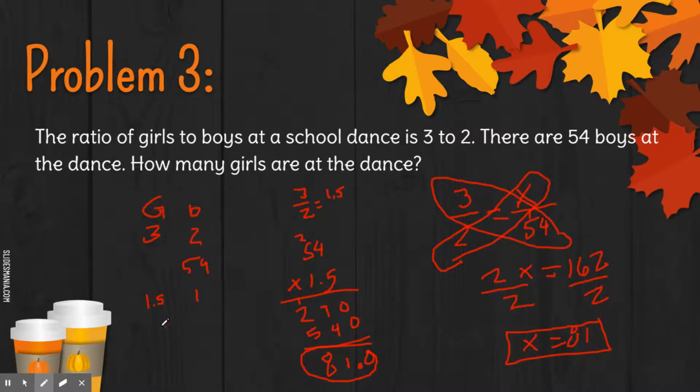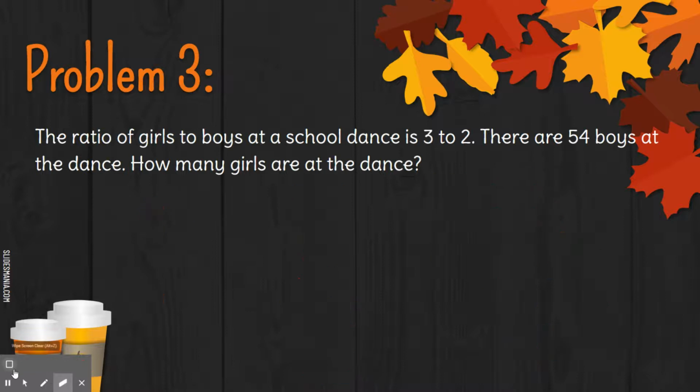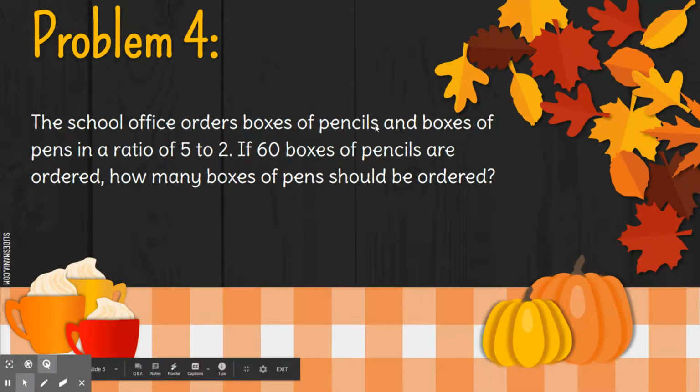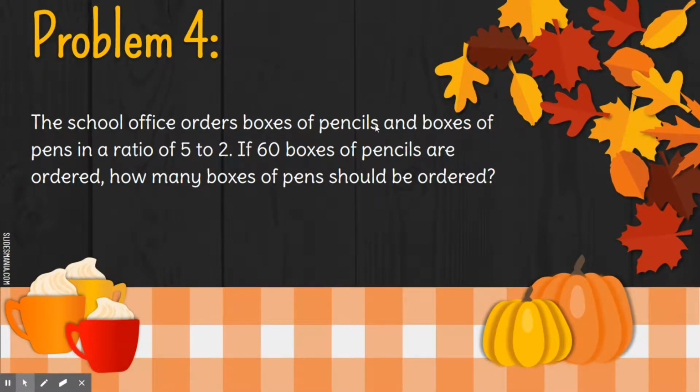All right, so now let's move on to the next one. My next problem says the school office orders a box of pencils, and the boxes of pens are in a ratio of 5 to 2. So 5 pencils to 2 boxes of pens. If 60 boxes of pencils are ordered, how many boxes of pens should be ordered?